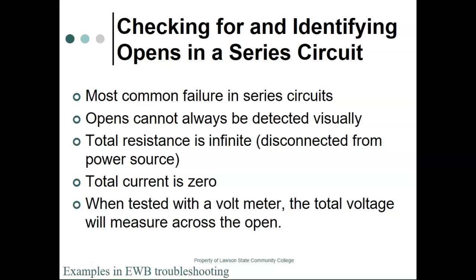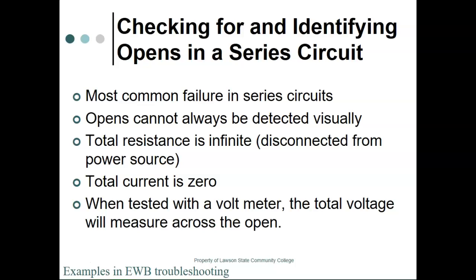So in a series circuit, this is one of the most common ones. They can't be detected visually all the time because we can't always see what's going on inside the wire. Total resistance is infinite, which means you've disconnected it from the power source. Total current is 0. When tested with a voltmeter, the total voltage measures across the open. Okay.